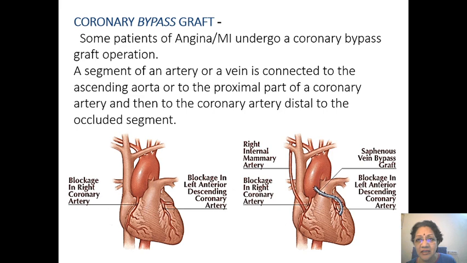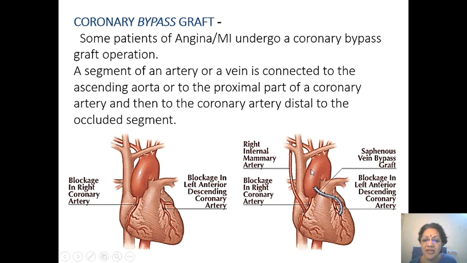Bypass graft. If stenting is not a possibility for whatever reason, some patients will undergo a coronary bypass graft. A segment of an artery or a vein is connected from the ascending aorta. So this is the right coronary and this was the left coronary. So you take out a piece of vessel from somewhere, or you take a branch of another nearby vessel, and you connect it from the ascending aorta or proximal part of the coronary artery to the distal segment. So if the blockage was here at this point, you take some vessel and stitch it from before the block to after the block. So you bypass the block. That is the purpose of a bypass graft.